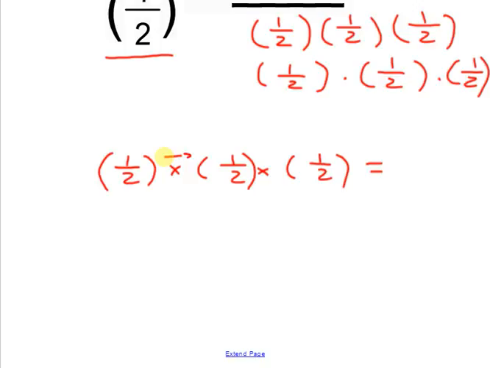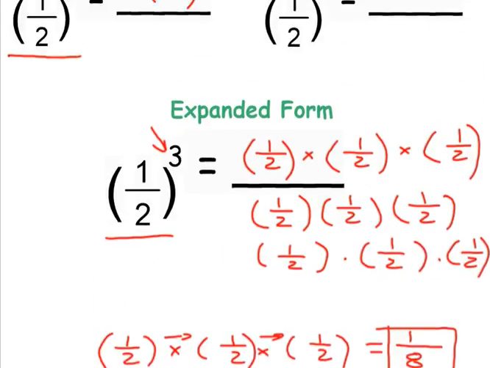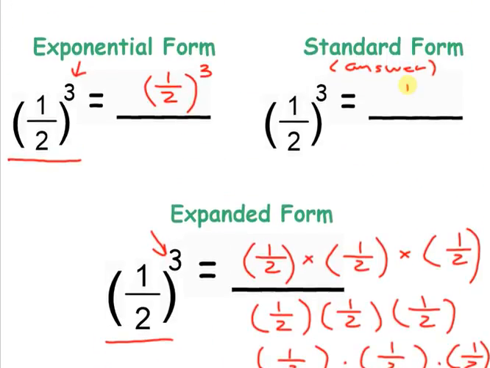Remember, we multiply straight across, okay? What's 1 times 1 times 1? 1. What's 2 times 2 times 2? 8. That's your answer, 1/8. Not too bad at all. Okay?